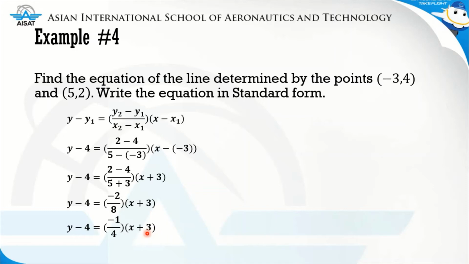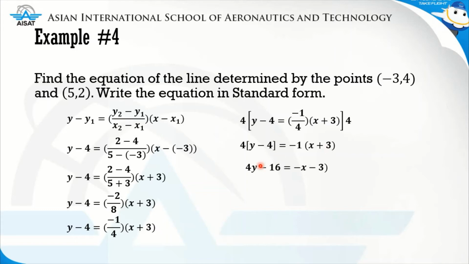to eliminate the denominator. So we will have 4 times the quantity of y minus 4 is equal to -1 over 4 times x plus 3. Now multiplying by 4, we'll be able to eliminate the denominator 4, and that leaves you with 4 times y minus 4 is equal to negative 1 times x plus 3. Now distributing 4 and negative 1, we'll have 4y minus 16 is equal to negative x minus 3.